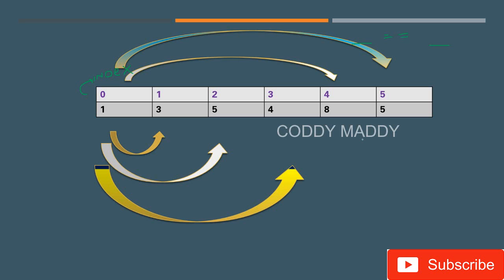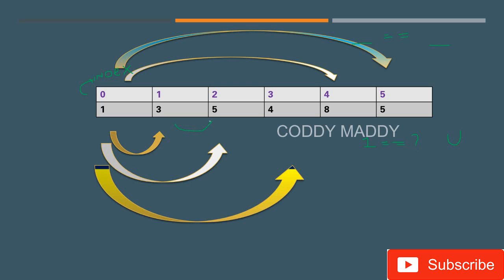So first what I will do is I will take this 1 and I'll check it against 3 and then against 5, then against 4, 8 and 5. So in this case I didn't get any of the repetitive values. So it will become a unique element and that element will get printed.